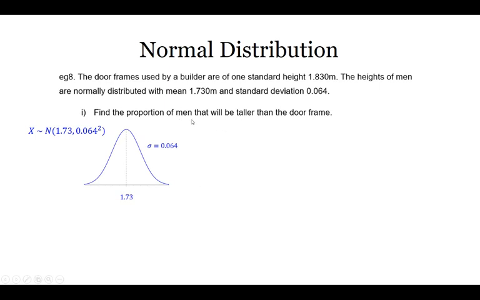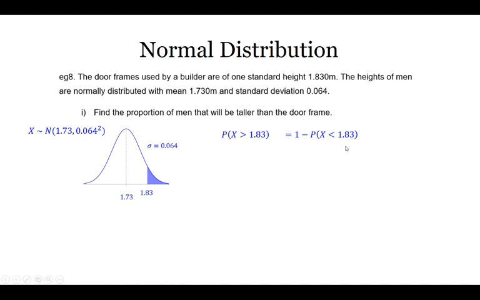So in our diagram, we are interested in the proportion of men that will be taller than the door frame. Door frame is 1.830 meters, so that's to the right of 1.73, and we are interested in those that are taller than the door frame. Although it is asking for the proportion, that's the same really as asking for the probability of picking a value at random and it being above 1.83. So we are interested in the probability that X is greater than 1.83. I can't deal with greater thans, so I have to turn the question round to be 1 minus the probability that it's less than 1.83.